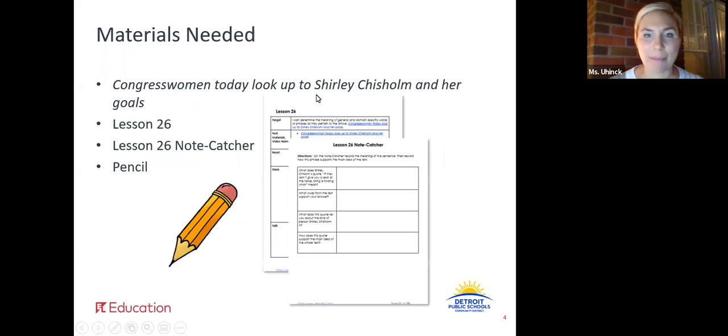All right, so let's grab our materials. We need our text that we're reading this week, Congresswoman Today, Look Up to Shirley Chisholm and Her Goals. We need our lesson 26 and our lesson 26 note catcher. You're also going to need a sharpened pencil. So if you need to gather those materials, pause this video now and go ahead and grab them. All right, let's get started.